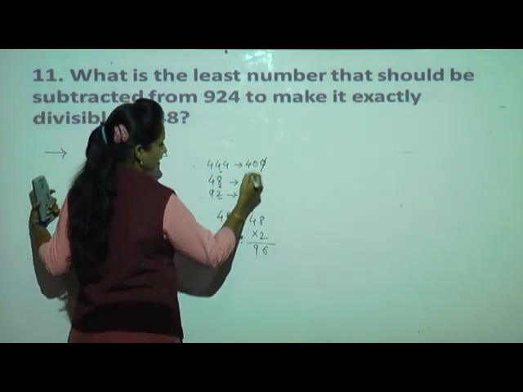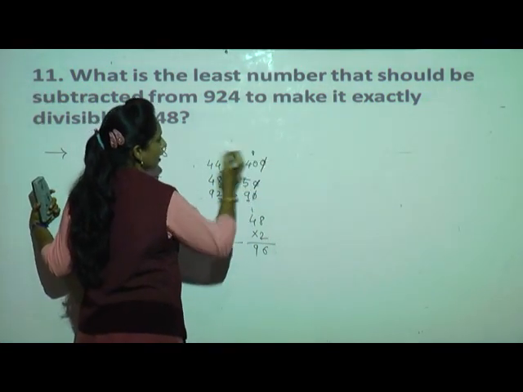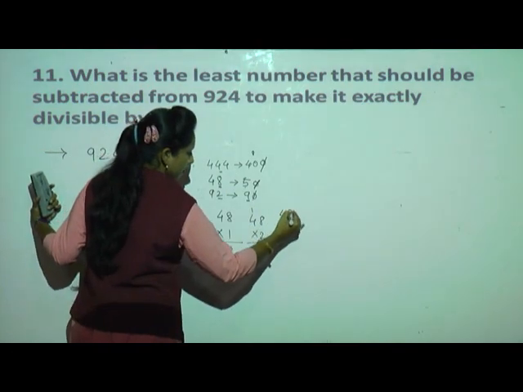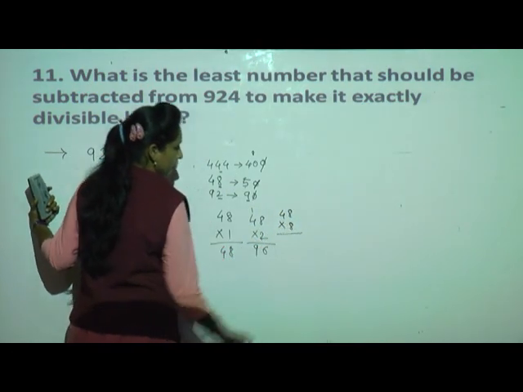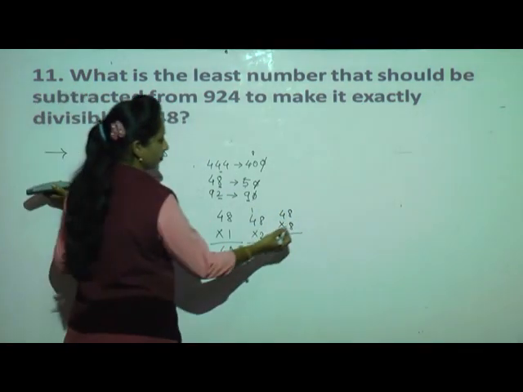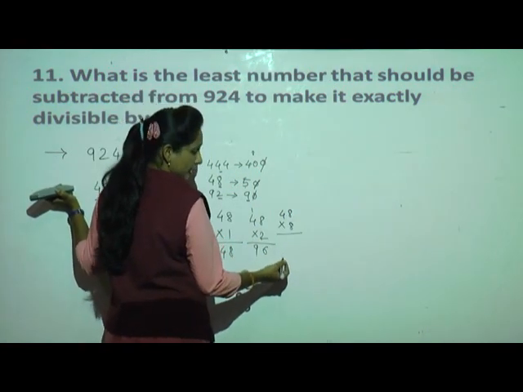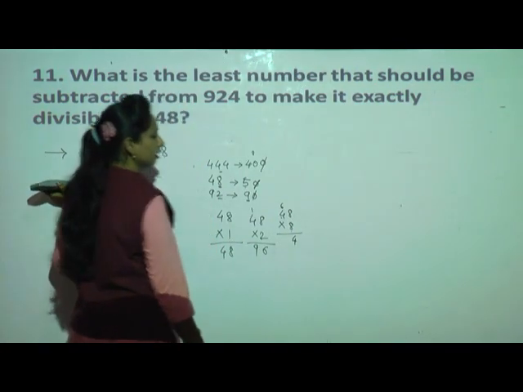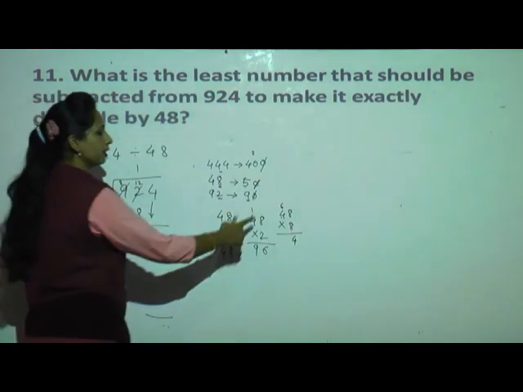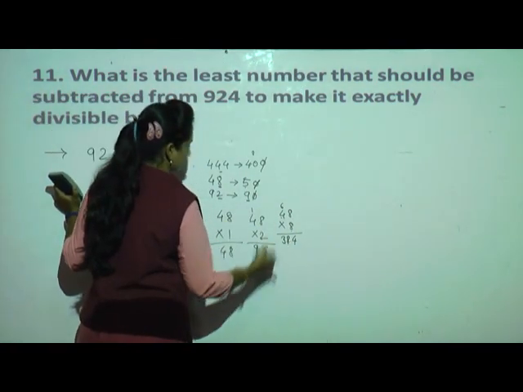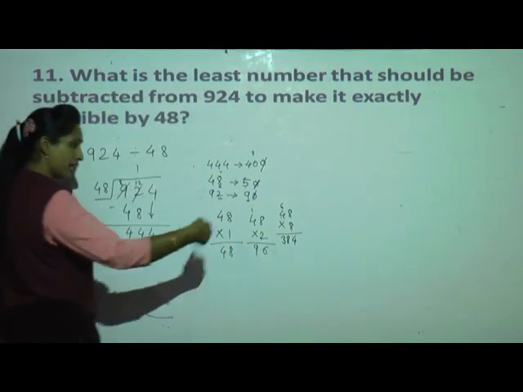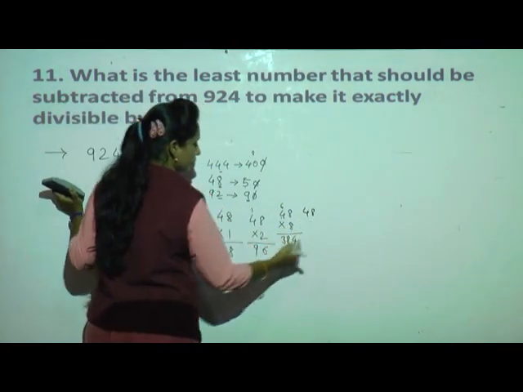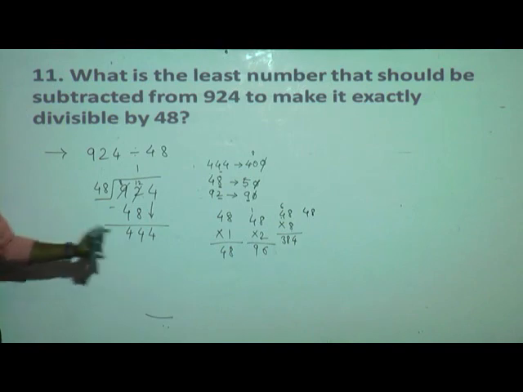0, 5 1s are 5, 5 8s are 40. It means the estimate quotient is 8. We will try with the actual number. 8 8s are, yes, 64. 8 4s are 32. 32 plus 6 is 38. No. We will try with one more number because it is very less than this number.